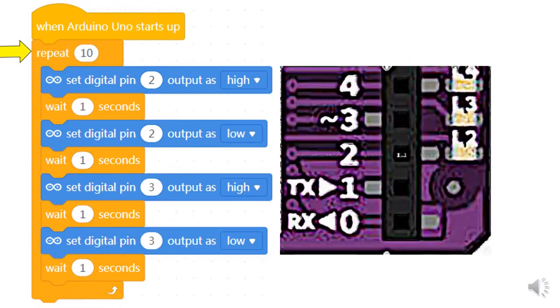Next, we have this repeat 10 times. That means this sequence will be repeated 10 times. Okay. And we can use this to set it up. You can change 10 to any other number that you wish. Okay. See what happened to the LED.